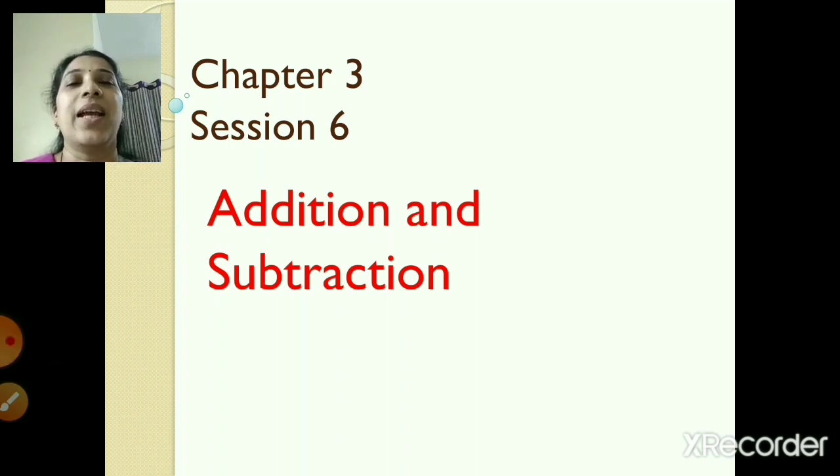So students, in the last session we had seen the subtraction of 6 and 7 digit numbers. We had taken 4 examples of it and we had solved these sums. So I hope you all have understood those 4 sums. So today we are going to solve problem set 11 based on the subtraction of 6 and 7 digit numbers. So let's start with problem set 11.